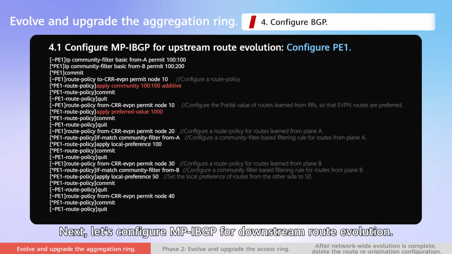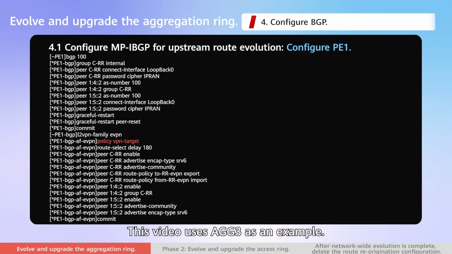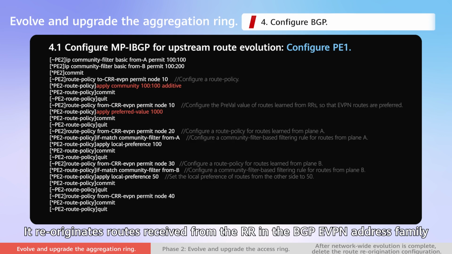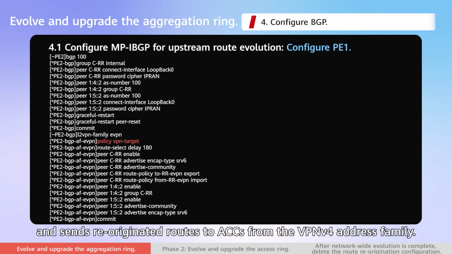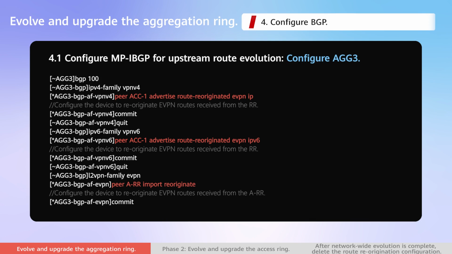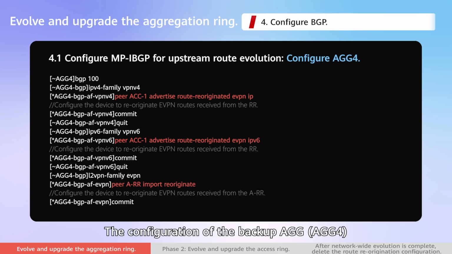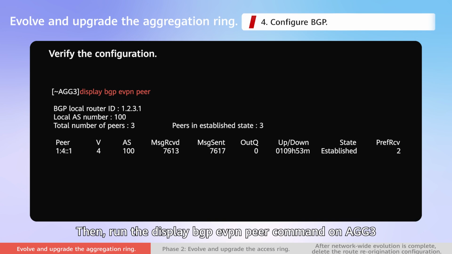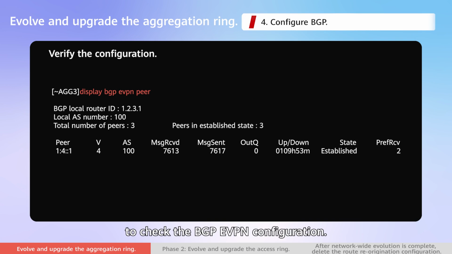Next, let's configure MP-BGP for downstream route evolution. This video uses AGG3 as an example. It re-originates routes received from the RR in the BGP EVPN address family and sends re-originated routes to ACCs from the VPNv4 address family. The configuration of the backup AGG, AGG4, is similar to that of the master AGG, AGG3, and so is omitted here. Then, run the display bgp evpn peer command on AGG3 to check the BGP EVPN configuration.